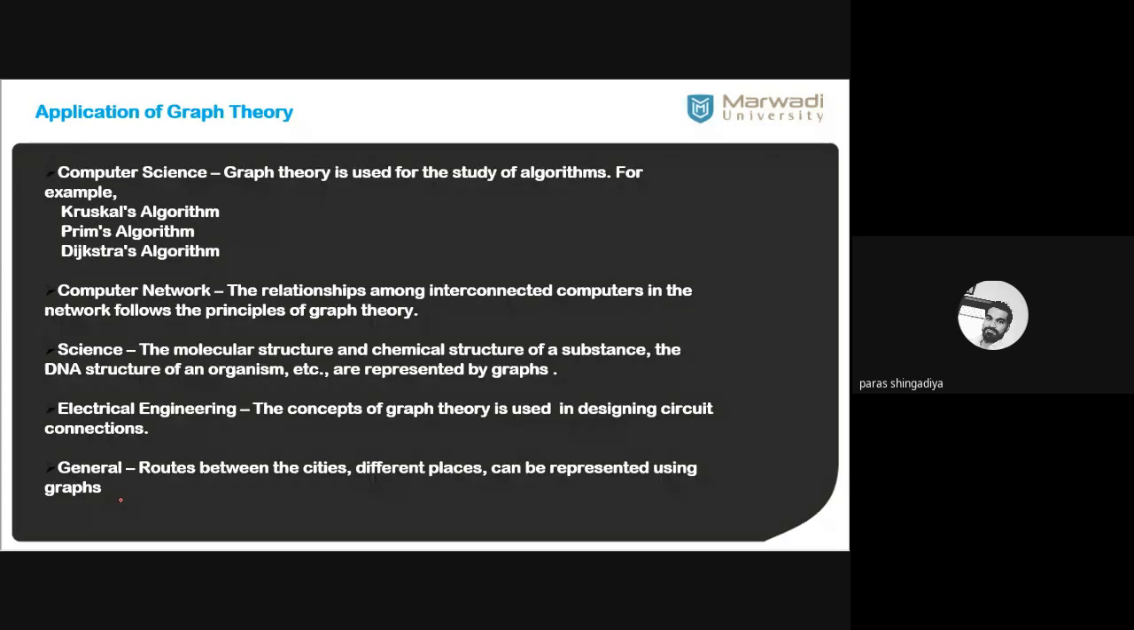And in general, in real life, where is graph theory required? To check the route or the path between any two cities, paths between different places can be represented using the concept of graph theory. So these are the main applications in engineering as well as in real life and the science field. Graph theory is required there.